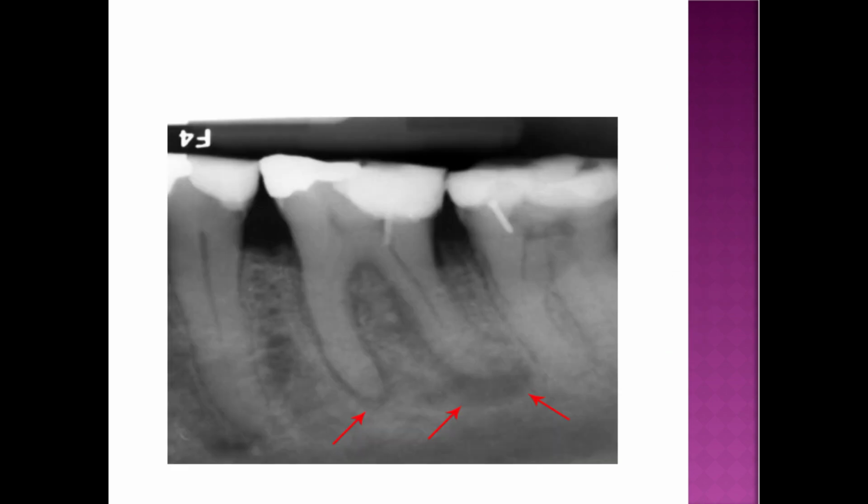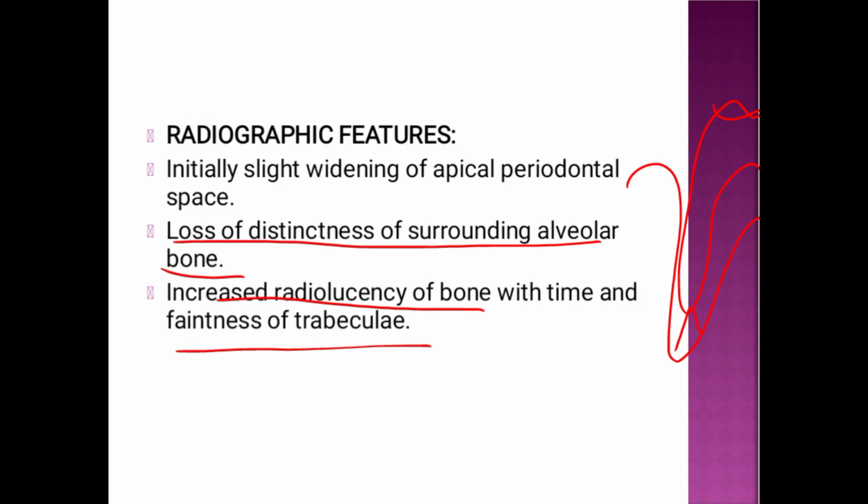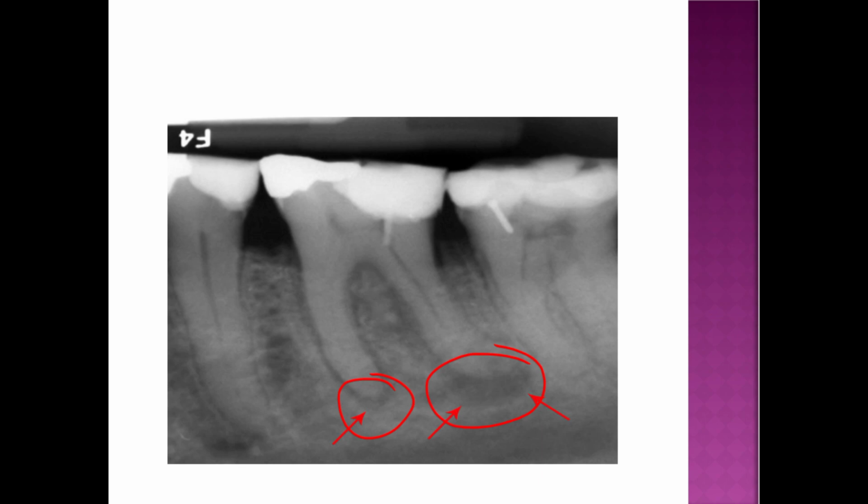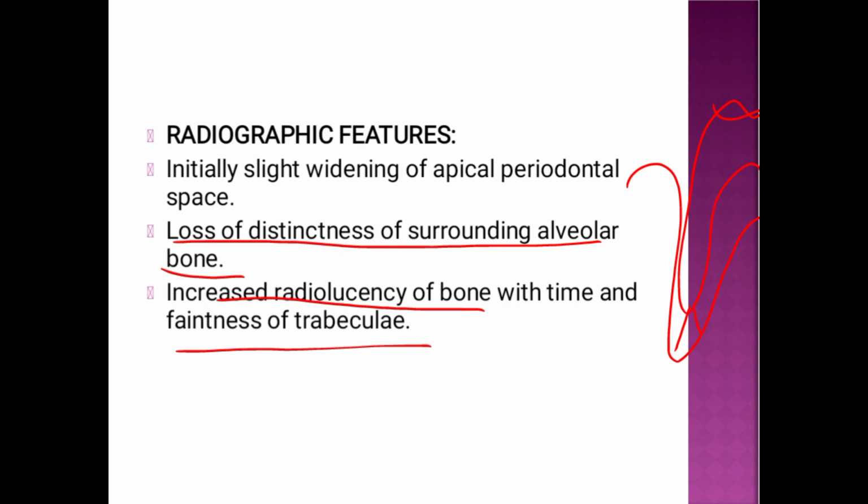You can see this abscess. Look at this radiolucency and also these widened periodontal fibers. Sometimes you cannot distinguish which one is the periapical region and which is the bone, because the radiolucency of the bone increases with time, and the distinction from the surrounding bone becomes hard.